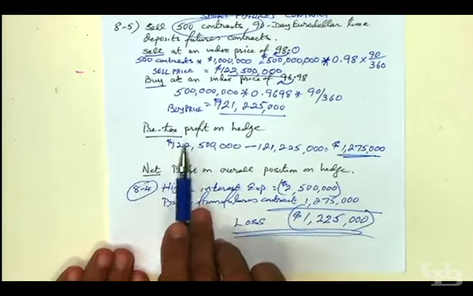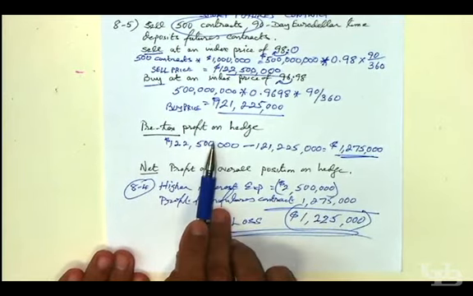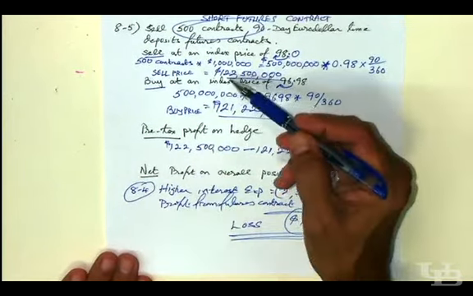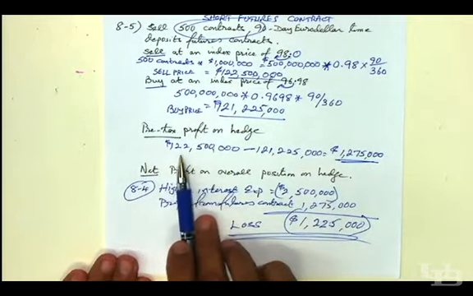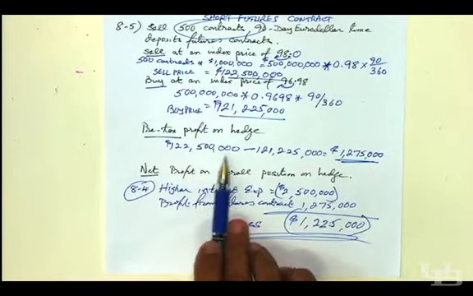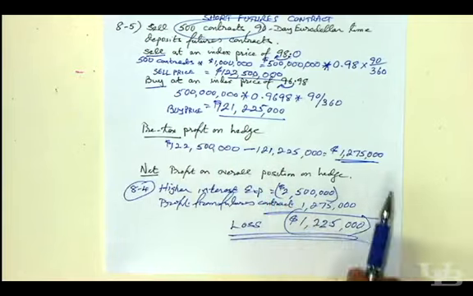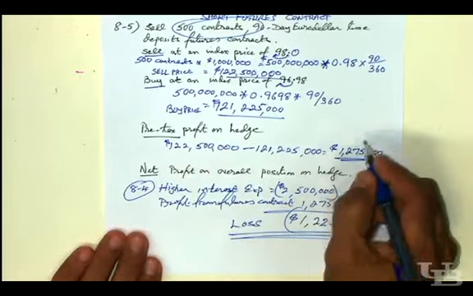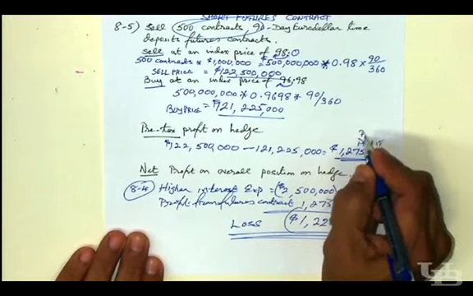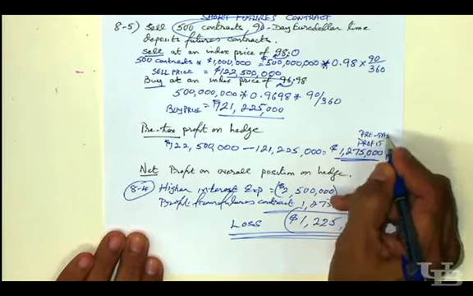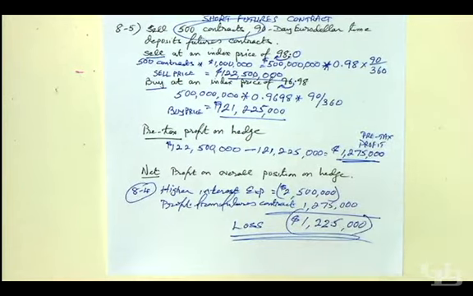So the pre-tax profit on the hedge before income tax is $122,500,000 minus $121,225,000, and this is the profit pre-tax. So because market rates rose, the bank was correct. It did make a profit of $1,275,000.